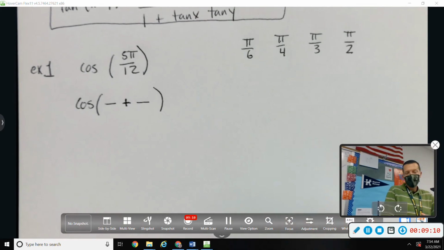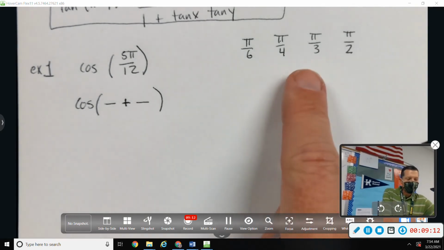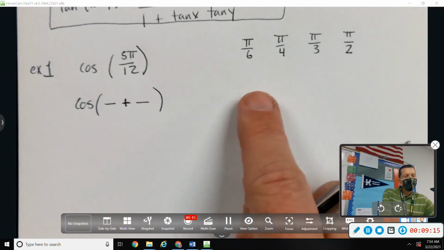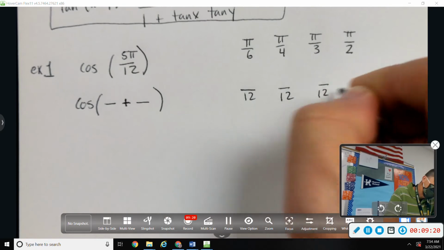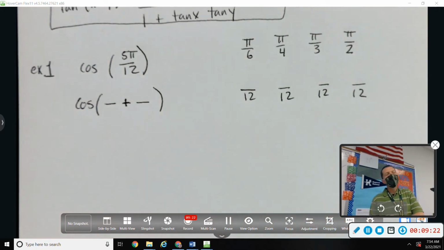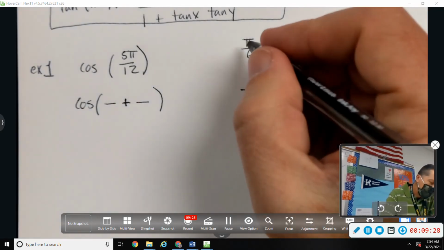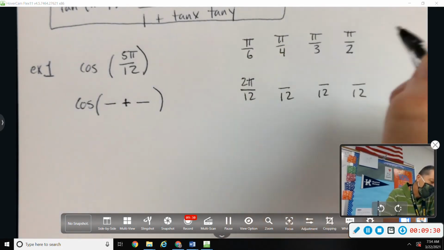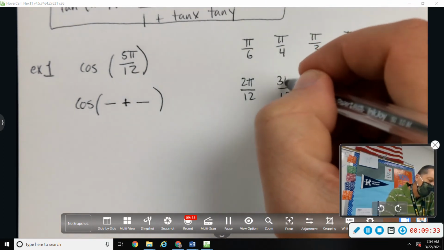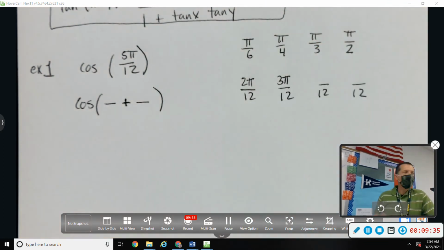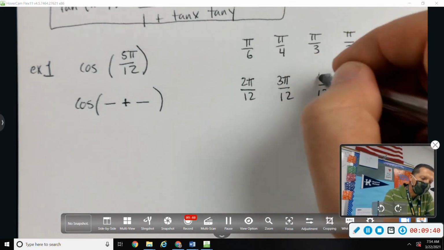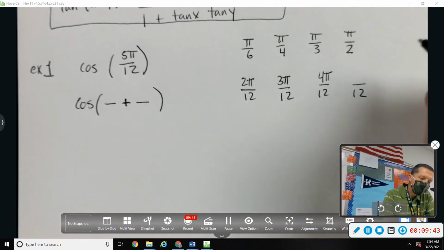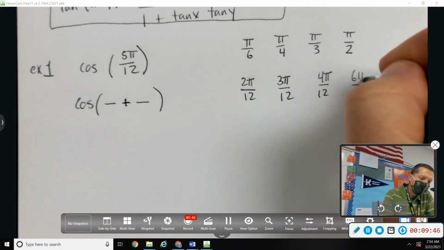Now, some people, if they really think about it, they can get it from here. They don't have to write down what I'm about to write down. But first time through, let's put all of these over 12. Kind of a giant common denominator for everybody. And then it'll be easy to figure out who do we need to add to get to 5 over 12. So pi over 6 would be 2 over 12. Pi over 4 would be 3 over 12. This is what we did in warm-ups, basically, getting the common denominator. Top and bottom by 4, so 4 pi over 12. And pi over 2 would be 6 pi over 12.